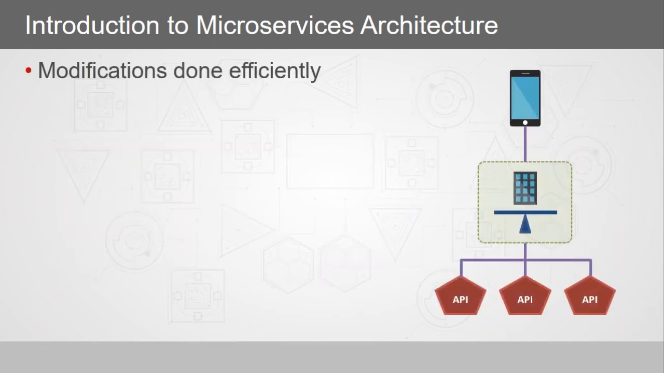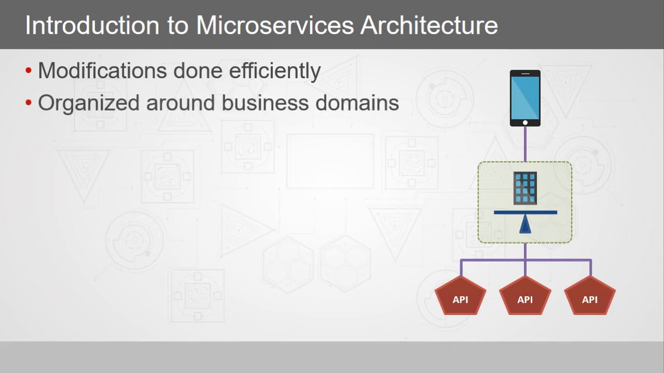So what are some of the characteristics of a microservices architecture? Well, actually, one of the main advantages of this type of architecture is that modifications can be done easily. New features can be added. Bugs in the code can be fixed, all while the application is still running. So this is the type of architecture in which we can almost guarantee 100% uptime.